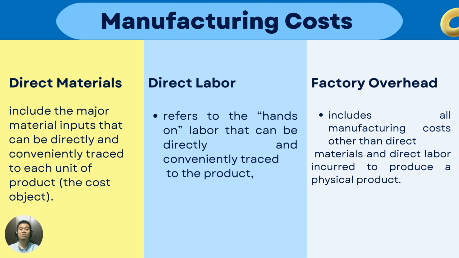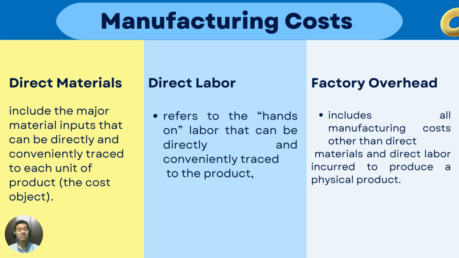It does not include employees who rarely touch the product as it is being produced, such as security guards or those in the office. The costs associated with those employees are considered indirect labor. So when we have direct labor, we have indirect labor. If you have direct materials, we have also indirect materials.